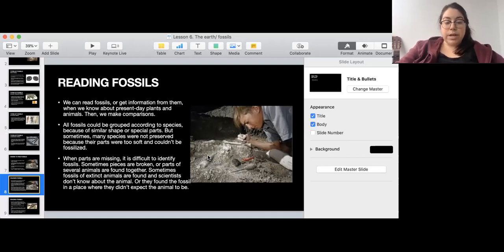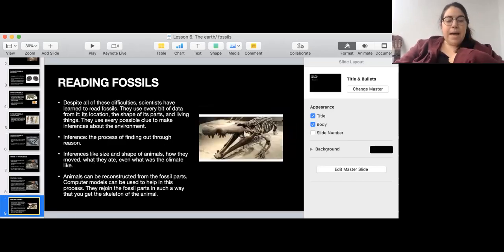Sometimes pieces are broken or parts of several animals are found together, so you don't know which bone belongs to what animal. Sometimes fossils of extinct animals are found and scientists don't know about the animal, or the fossil is found in a place where they didn't expect the animal to be, so it's weird and they don't have enough information. But despite these problems, scientists have learned to read fossils.